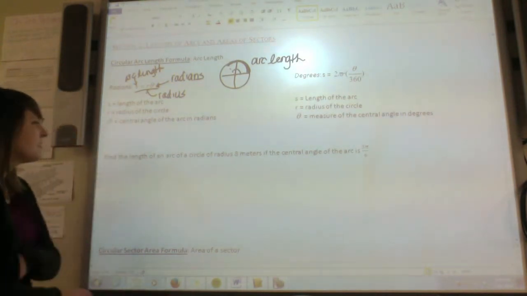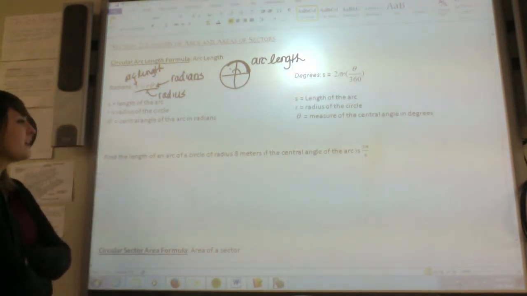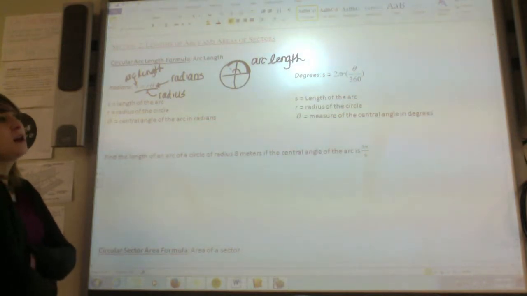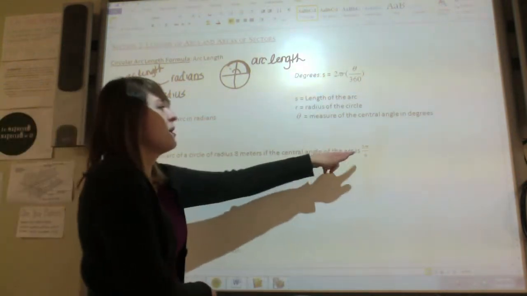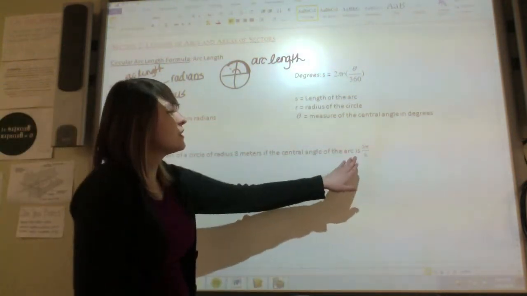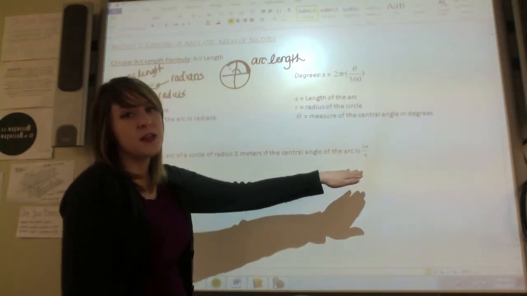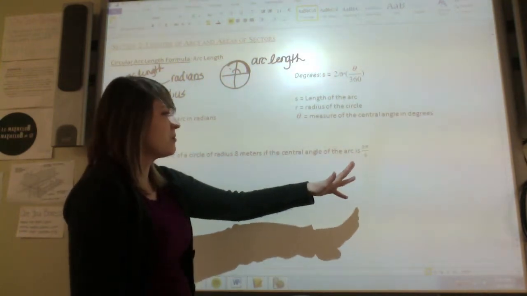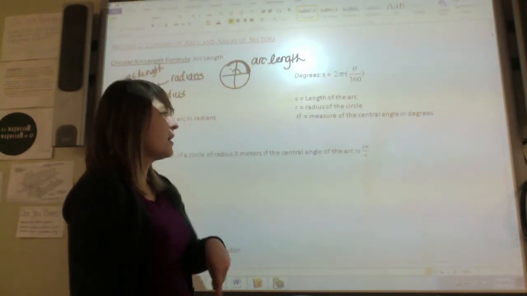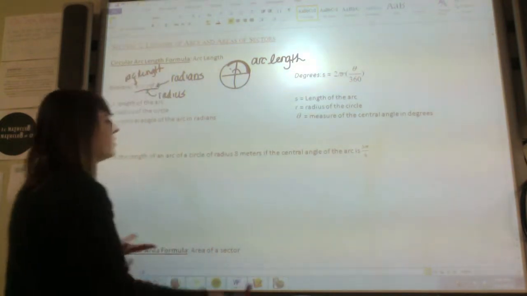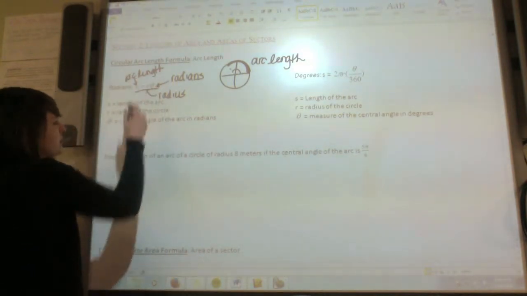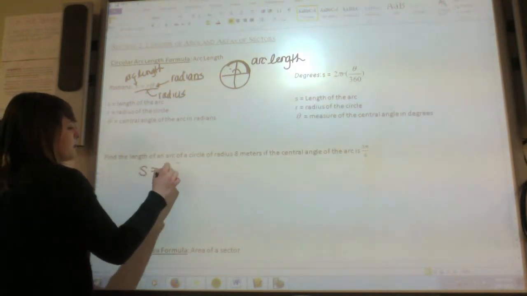So, if I want to find the length of an arc of a circle of radius 8 meters, and the central angle of the arc is 5 pi over 6, notice that this is not labeled in degrees, and it has a pi in it, so that tells us right away that this is in radian measure. Since this is in radian measure, I know I'm going to use this formula, S equals r theta.